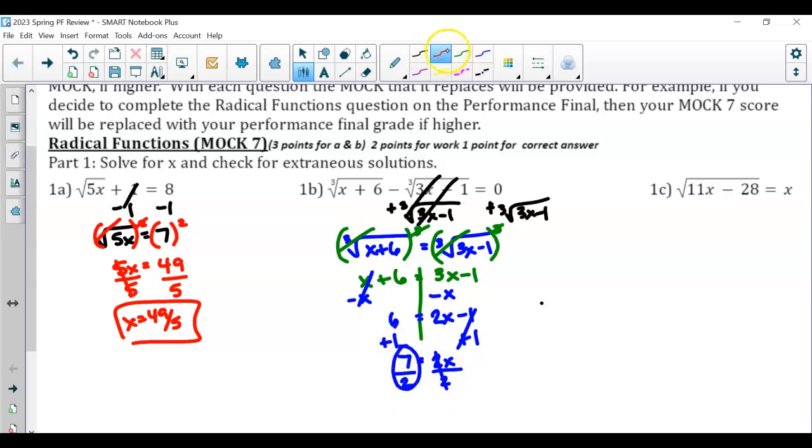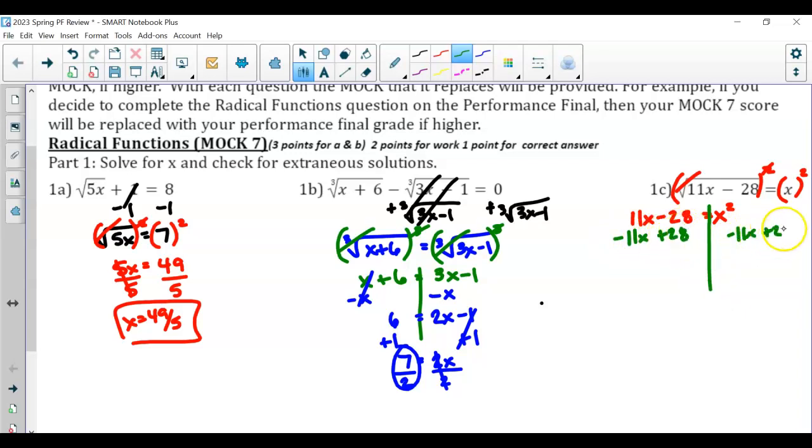Now in 1c, notice the radical is already by itself. So to get rid of it, we need to square both sides. So now here the radical cancels out, and we've got 11x minus 28 is equal to x squared. Now notice we're solving a quadratic, and quadratics have to equal 0. So I'm going to go ahead and subtract 11x from both sides, as well as add 28 to both sides. So now I can cancel out, and I've got 0, which is equal to x squared minus 11x plus 28.